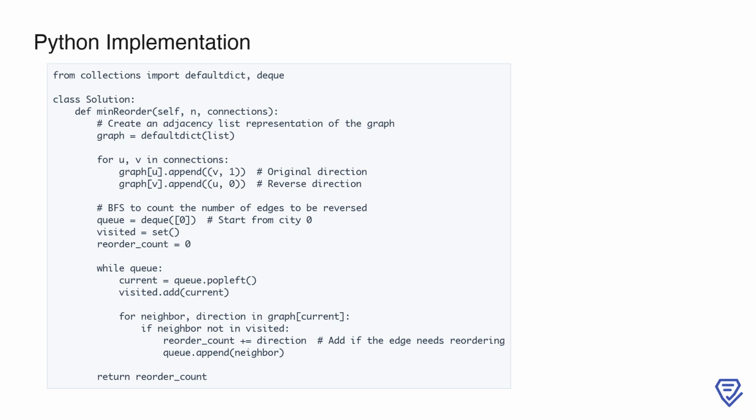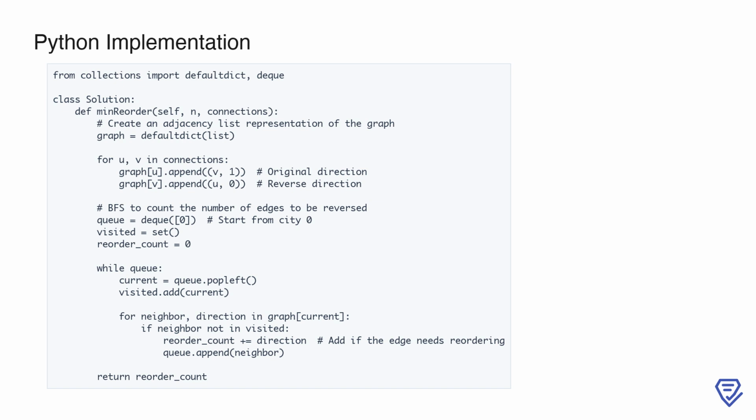The approach uses breadth-first search, BFS, to traverse the graph and count the minimum edges to be reversed. First, the graph is represented as an adjacency list where each edge is annotated with a direction. The connections list is processed to populate the graph. For every u, v in connections, both the original edge, u-v, with a direction of 1 and the reverse edge, v-u, with a direction of 0 are added to the graph. This allows us to track whether an edge in the original graph requires reordering.